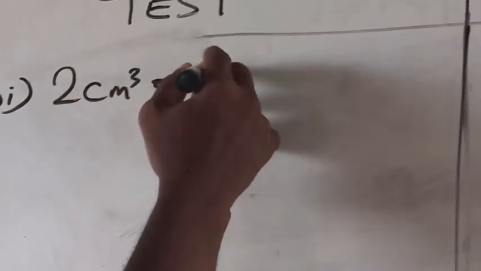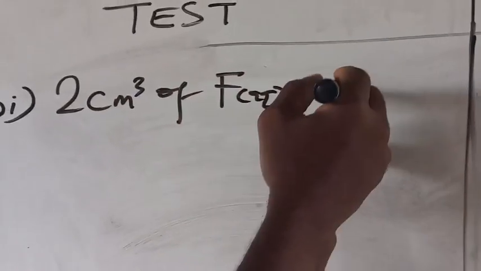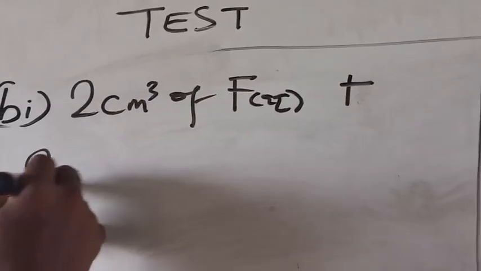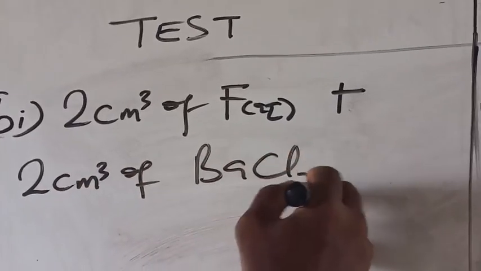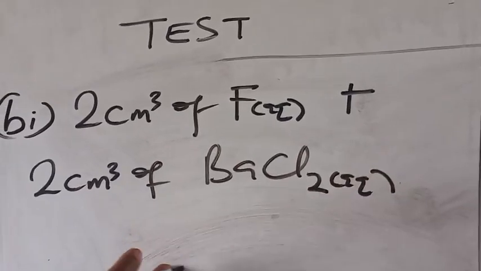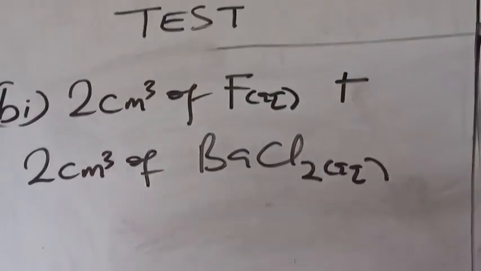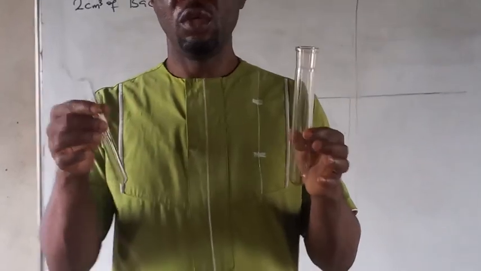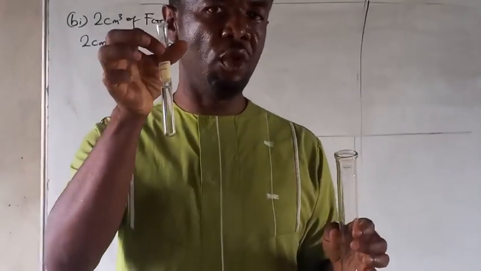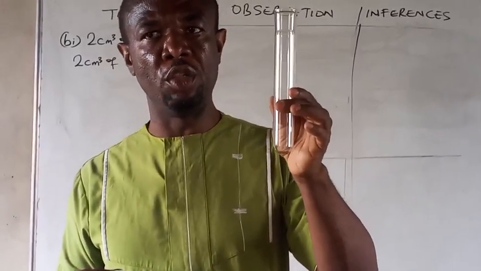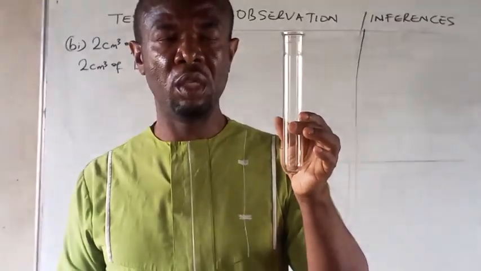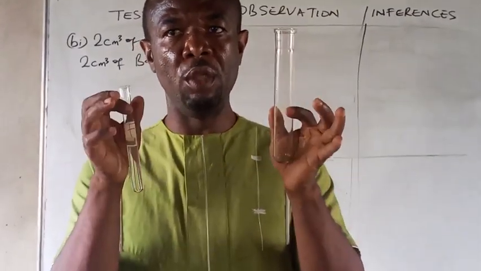On question BI, we have 2 cm³ of F aqueous plus 2 cm³ of barium chloride aqueous. We are asked to heat, but we're going to do this one before we do the heating. So we have our F solution aqueous and a clean boiling tube. Since we're going to heat, we're going to do the test in a boiling tube.